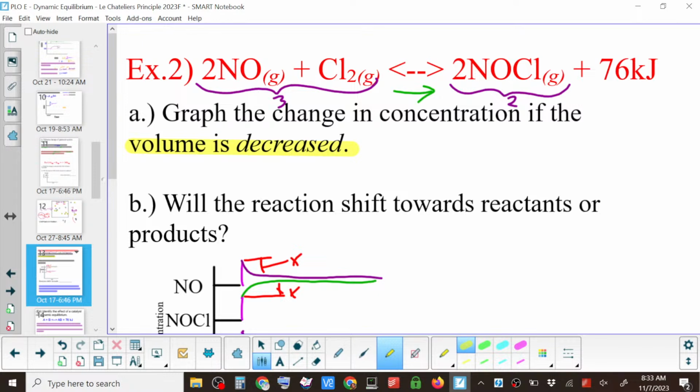Okay, because as the volume decreases, pressure increases. So that's why all of them spike up. They all spike up, they all go up. And then you see the change to equilibrium.